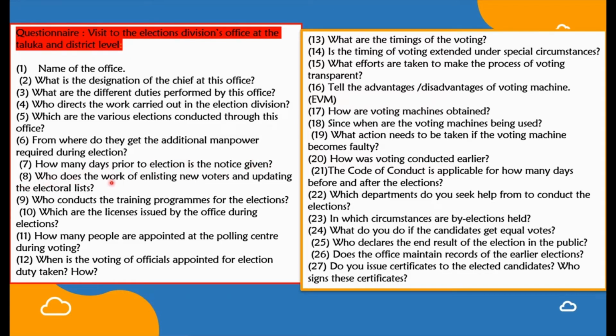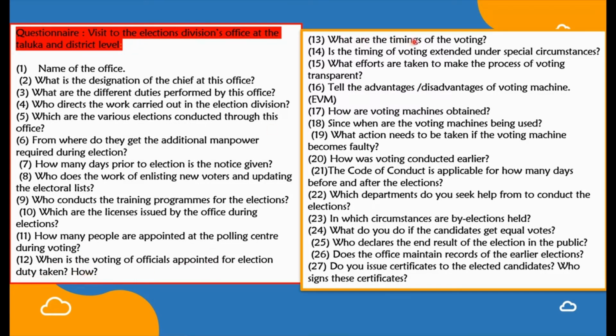Who does the work of enlisting new voters and updating the electoral list? Who conducts the training program for the elections? Which licenses are issued by the office during the elections? How many people are appointed at the polling center during voting? When is the voting of officials appointed for election duty taken, and how?